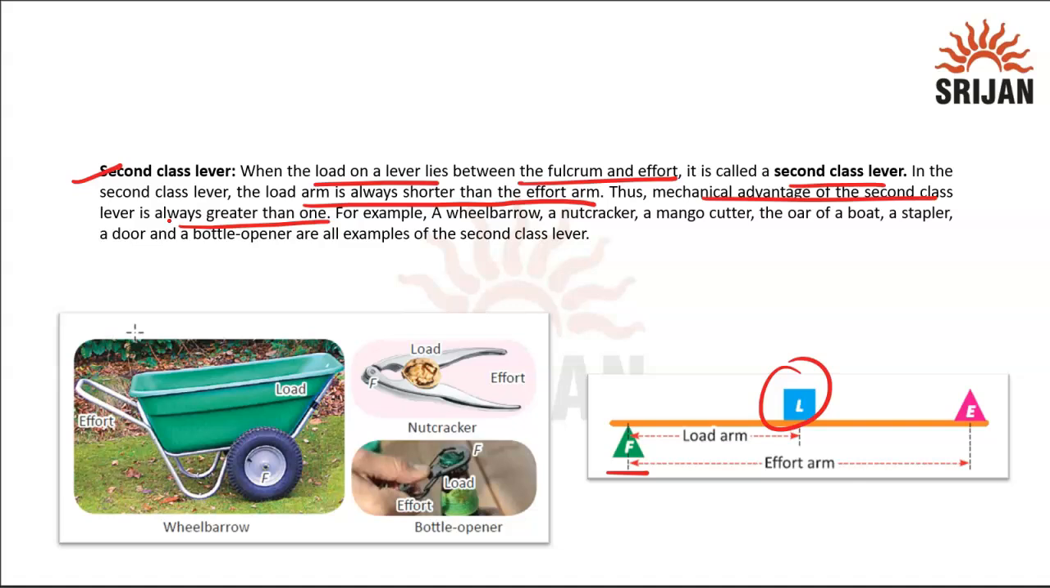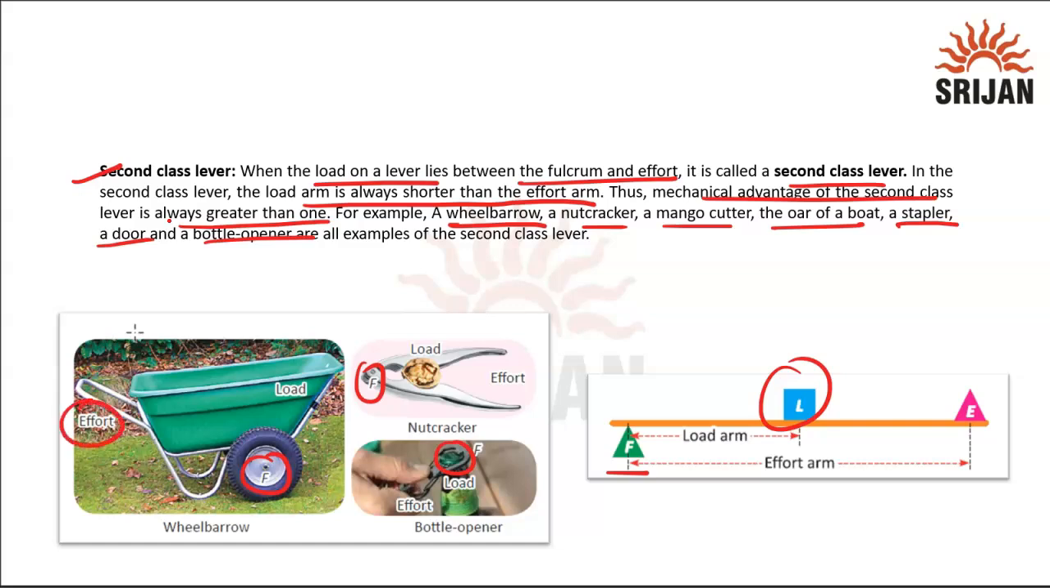So here you can see the examples of a wheelbarrow, a nutcracker, a mango cutter, the oar of a boat, a stapler, a door, and a bottle opener. All of these examples work on the same principle. Your fulcrum is at the very end, as you can see in each case. Always remember, the fulcrum is your movable part, from where your lever or this rod can move.